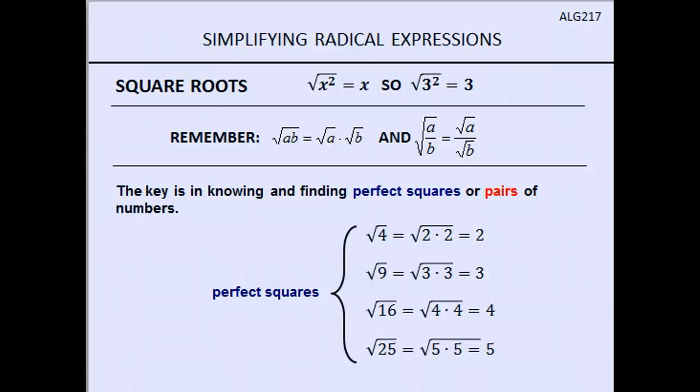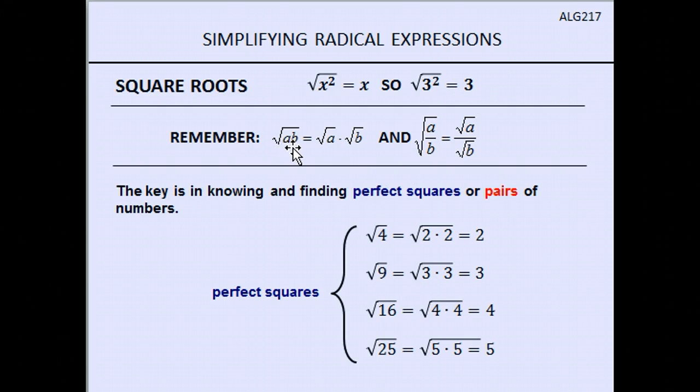Okay, we are going to simplify radical expressions. And there are a few things that we need to be reminded of first before we get going, and that is about square roots. Remember that if we take the square root of x squared, that equals x, which means the square root of 3 squared is going to equal 3, because 3 squared is 9, and we all know the square root of 9 equals 3.